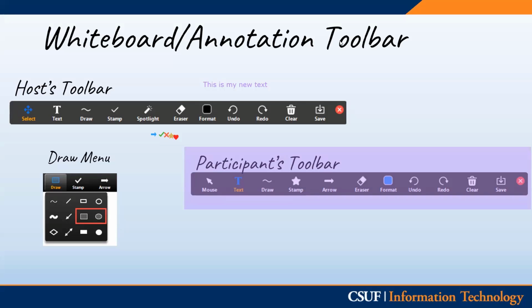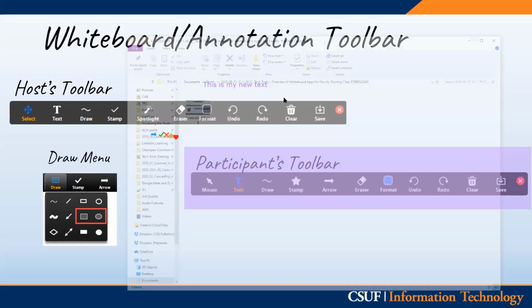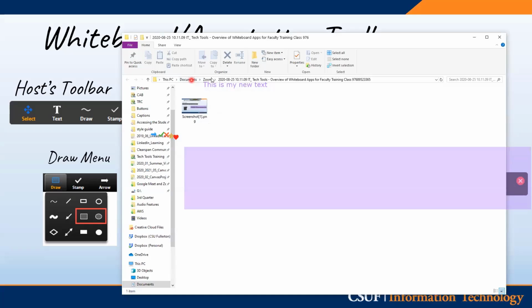For participants, they will only ever be able to clear their own drawings. They won't be able to clear anything else. And then the last option there is save. And this is definitely one that we recommend that you have enabled. But what you'll do is you'll hit save. And then if I go here to my folder, you can see it's actually saved a screenshot to this folder for me.